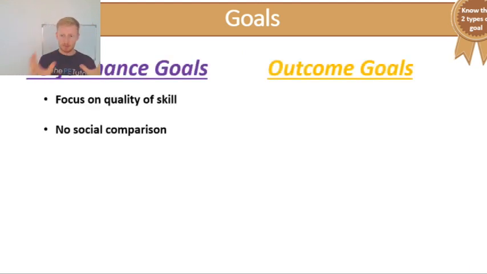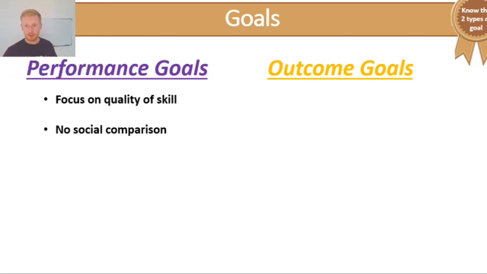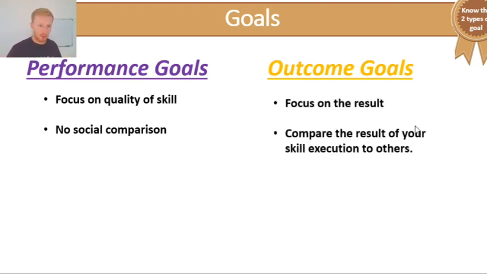So summary, if you wanted to write down a few key things. Performance goals, they focus on the quality of the skill and there's no social comparison. Whereas outcome goals, they focus on the result and you compare the result of your skill execution to others. You tried your best, someone else tried their best, whose best effort on that day was better? And you set the goal of you want to be better. To what degree do you want to be better?